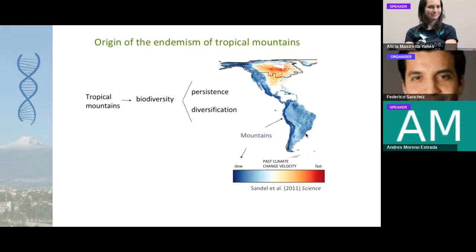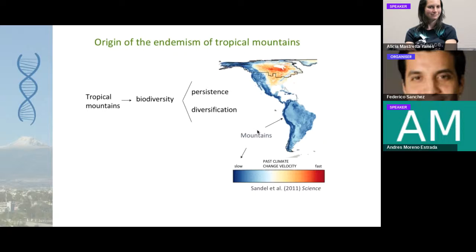There are different explanations. A very accepted one is that tropical mountains are both promoting biodiversity persistence and diversification. They promote biodiversity persistence because they are areas of slow climate change velocity. This means that the species can persist in relatively the same area without having to move long horizontal distances, tracking climate as climate changes with, for instance, the climate fluctuations of the Pleistocene. But instead, they can remain in relatively the same area, just going up or down a slope.